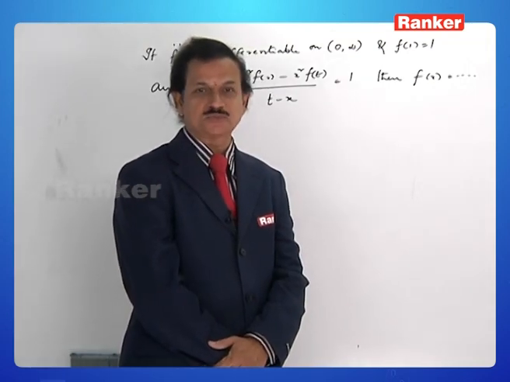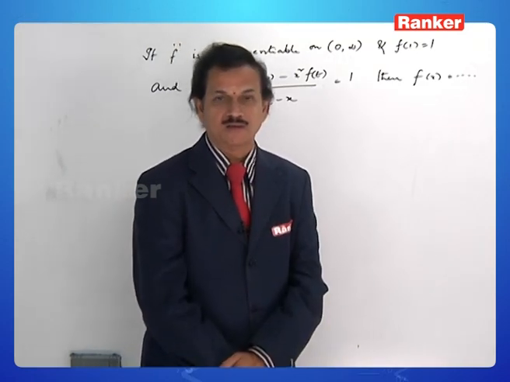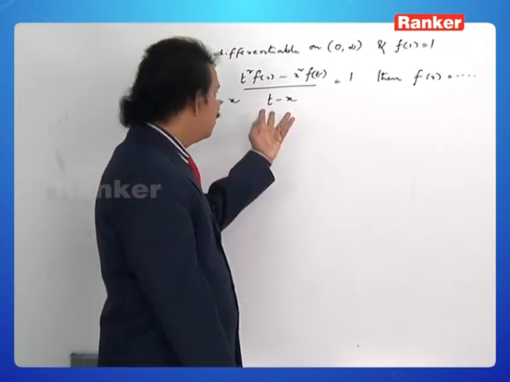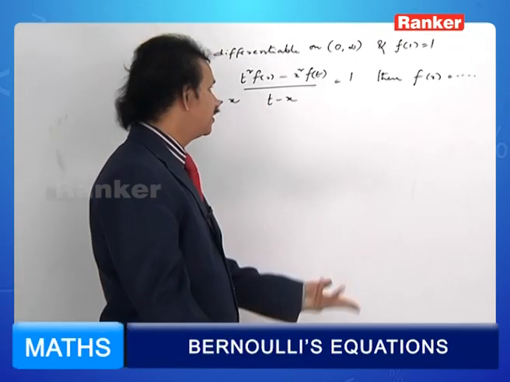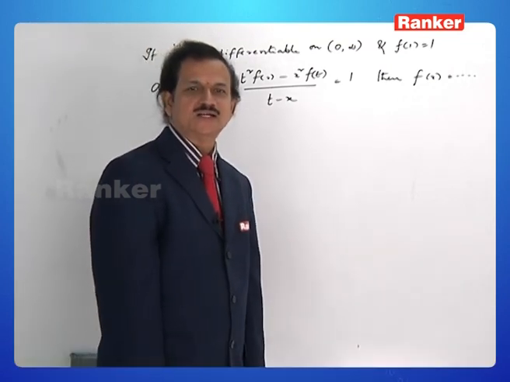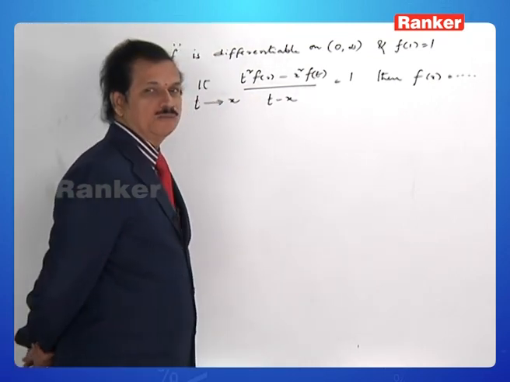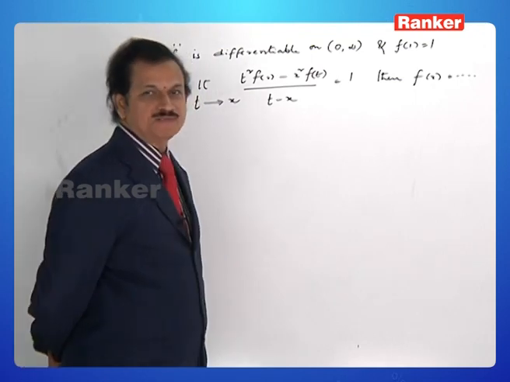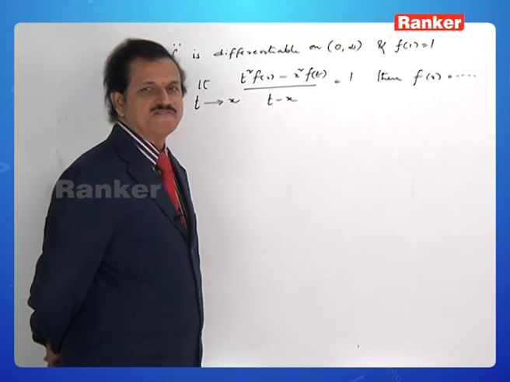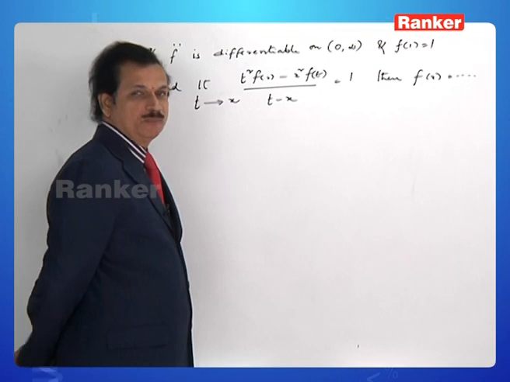First of all, you may suspect to what chapter does it belong? Derivability, limits, integration, differential equations. Such doubts may occur. Look here. f is differentiable on the positive region, the set of positive real numbers, that is, the open interval 0 to infinity. And f of 1 is 1, he has asked. The additional information is this.